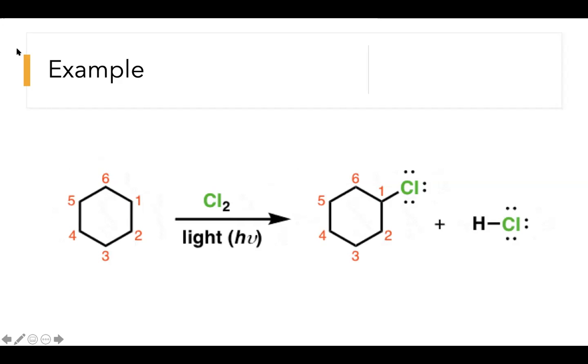Since we have this cyclohexane and each carbon has two hydrogens attached, you can place the Cl on any of the 6 carbons, and this will result in the same product.